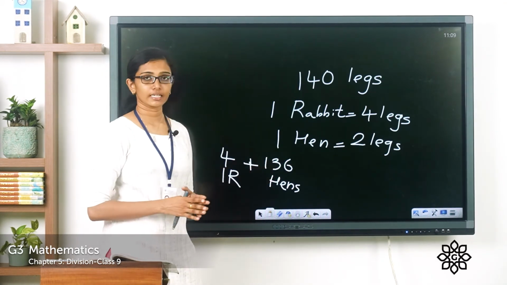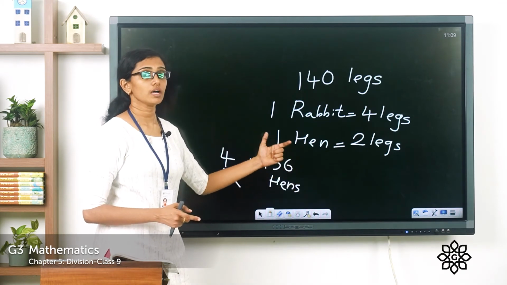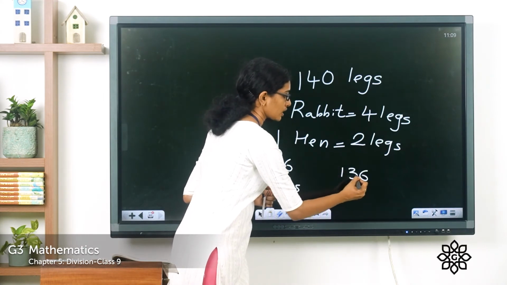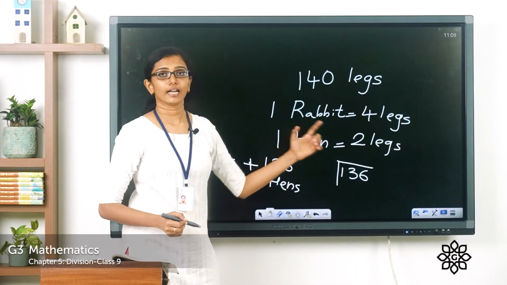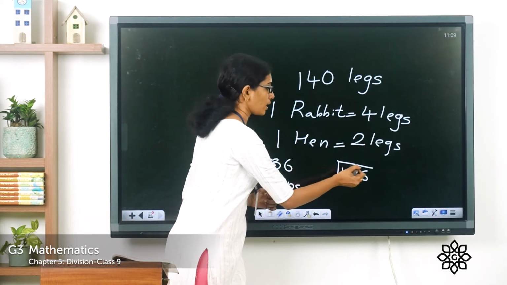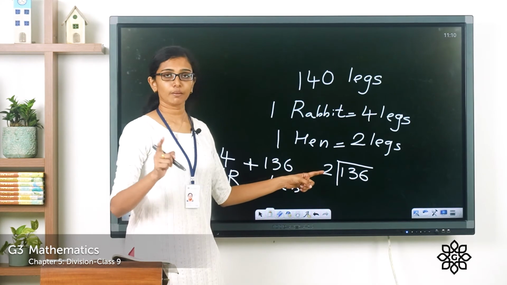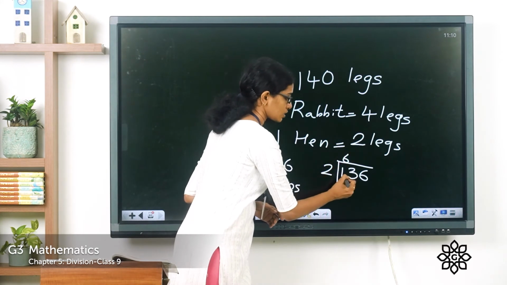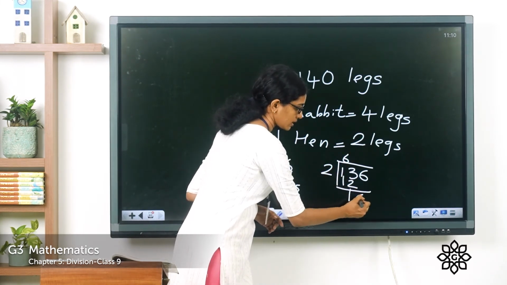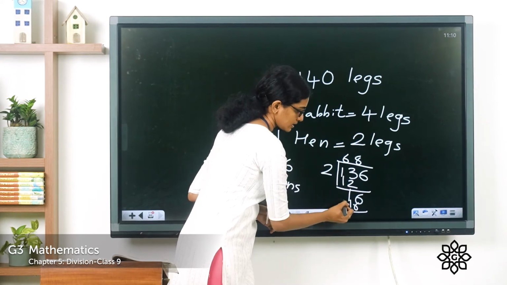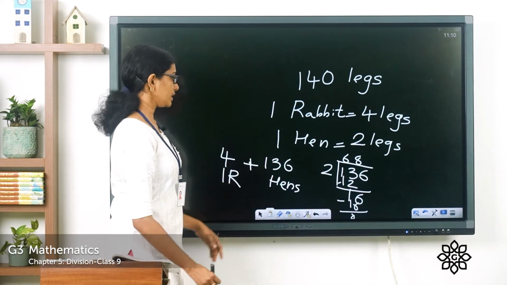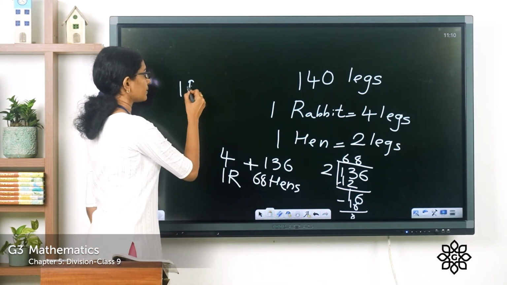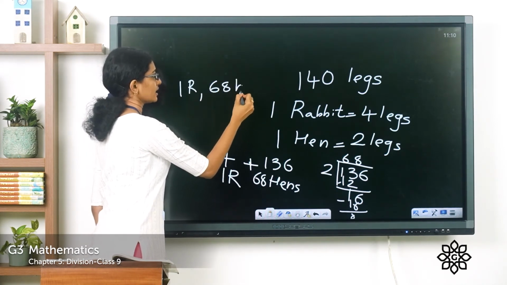So, from this 136 number of legs, how would we find out the number of hens? For 1 hen, there would be 2 legs. So, if there are 136 hen legs, the number of hens will be 136 divided by 2, which is the number of legs for 1 hen, right? So, 136 divided by 2. 2 sixes are 12, that would be 1 here. Now, 8, 16, subtracting, we get 0. There would be 68 hens. So, if it is 1 rabbit, there would be 68 hens.